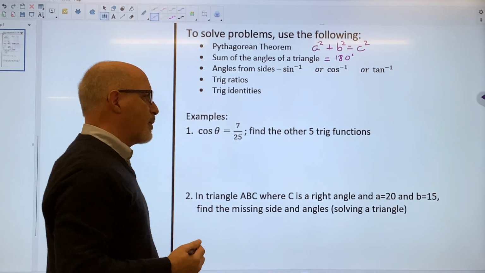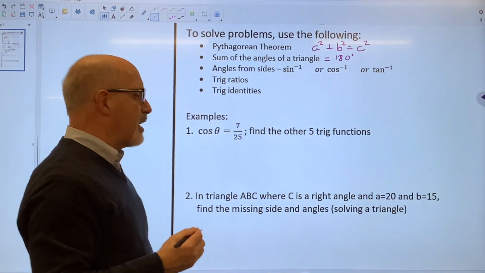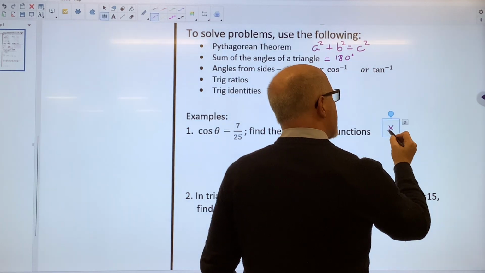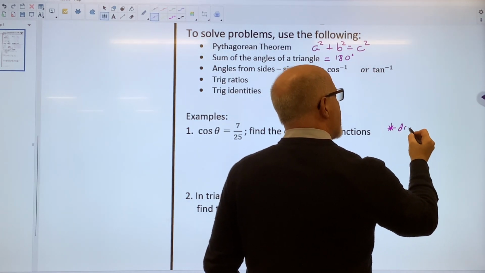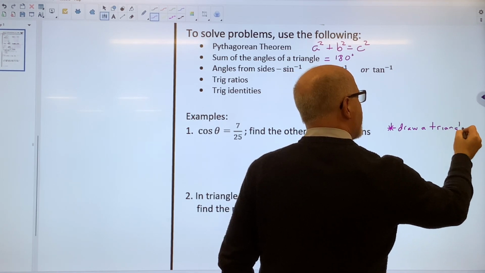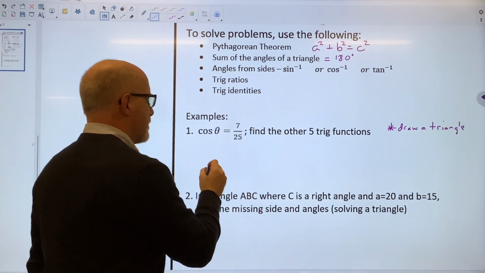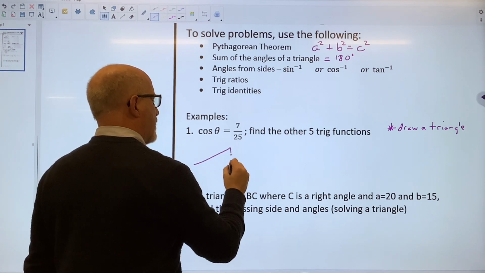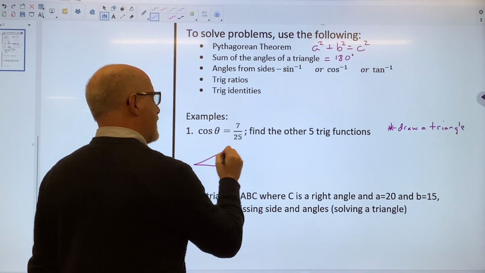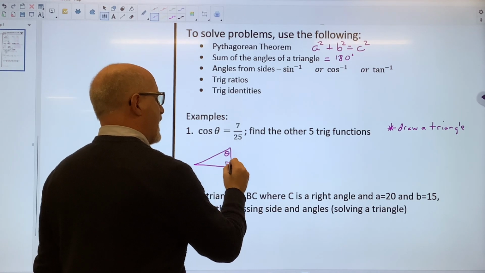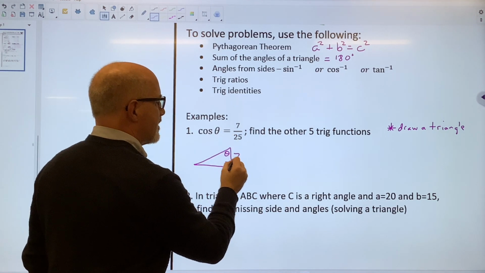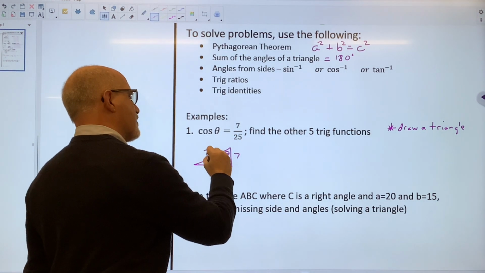So let's look at this first one. The first thing I would recommend that you do in a problem like this is that you draw a diagram. You don't have to, but it's helpful to draw a triangle to help you with doing the problem. So to do this, I'm just going to draw a triangle. And I'm going to say if this is my theta up here, and then this is my right angle here, I'm going to say that cosine is going to be the adjacent side over the hypotenuse.